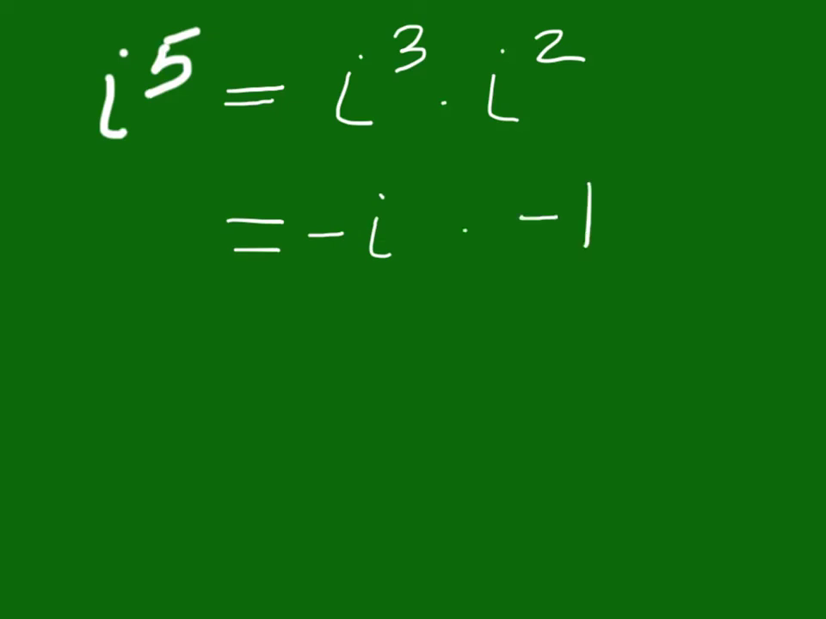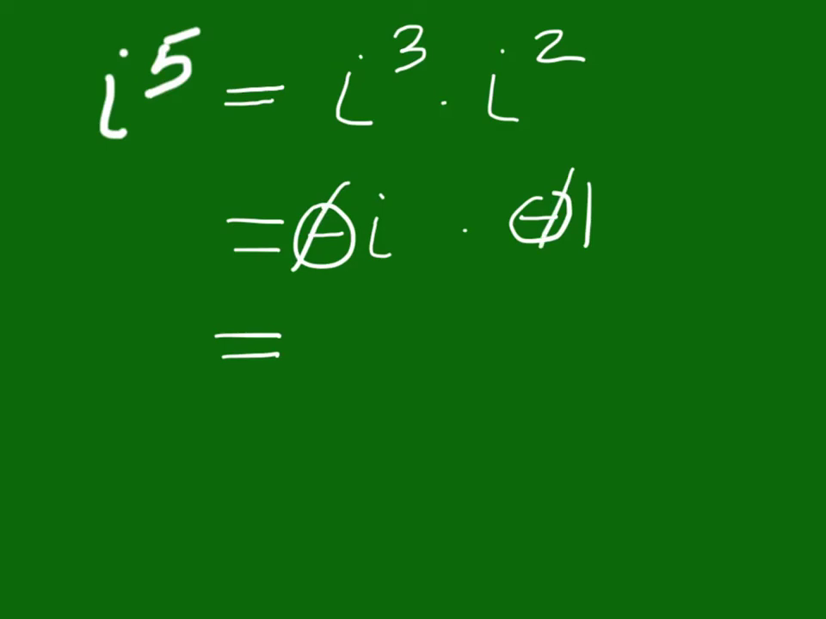Example 2. I to the fifth. Can somebody tell me a way I can break up I to the fifth? I to the third, I to the second. Yeah, we can do that. I to the third times I to the second. What was I to the third? Negative I, yeah. And what was I squared? Negative 1. If I multiply a negative times a negative, I get what? A positive. Negative times negative is a positive.